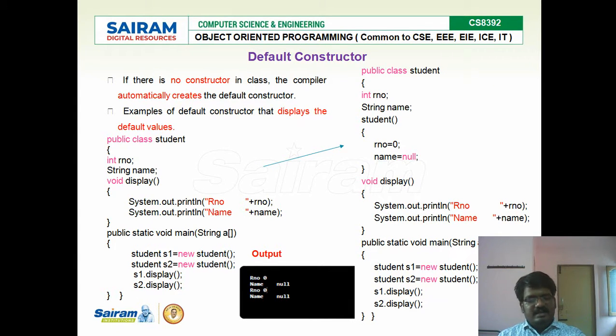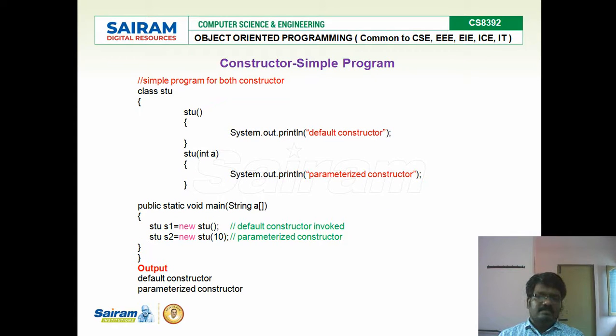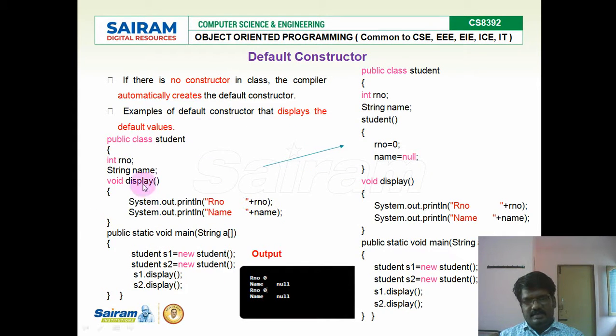That is the default constructor. In the previous example, we intentionally defined the default constructor to explore how the default constructor works. We wrote it intentionally, but it is not necessary to write a default constructor. It will be created automatically by the compiler. That is what this point says: for this program, class Student has two member variables and one member function, display.